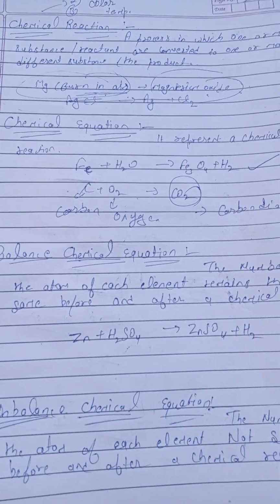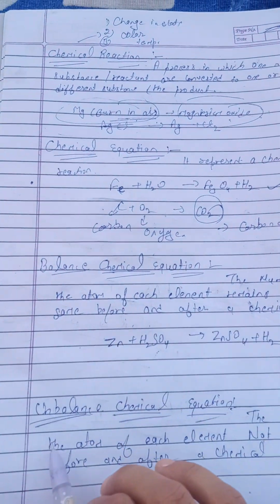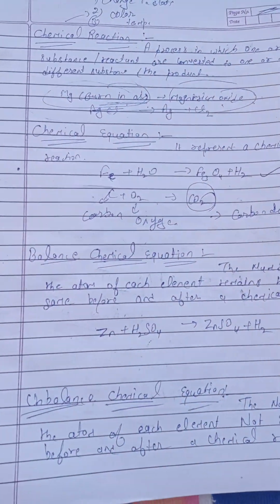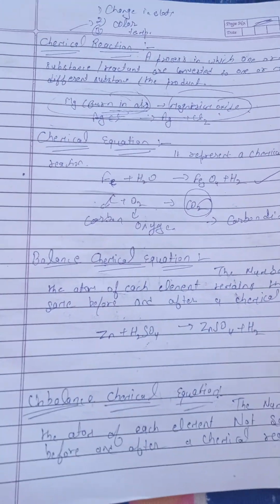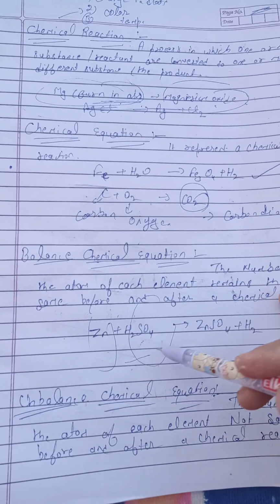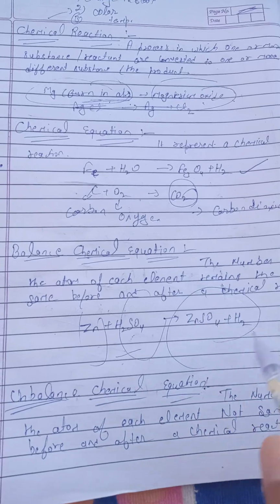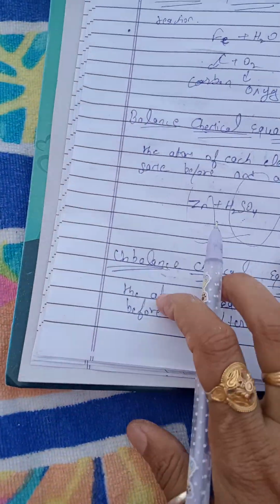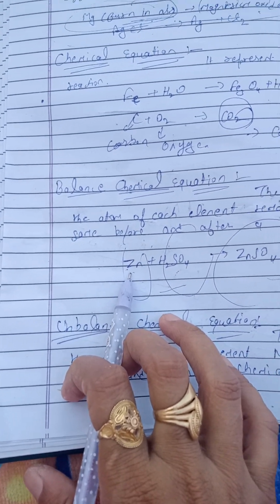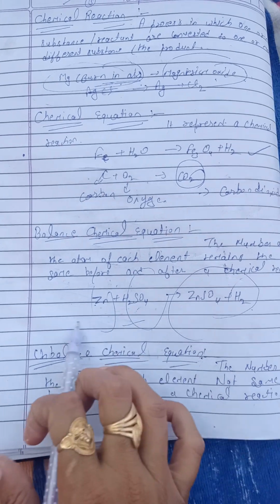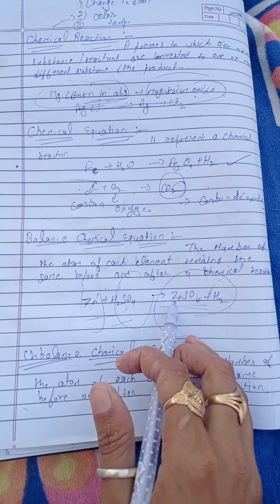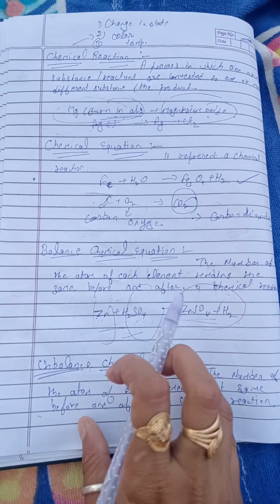Now after that we will discuss the balanced equation and the unbalanced equation. First of all we know what is the balanced equation. In the balanced chemical equation, the number of atoms of the reactant is equal to the number of atoms of the product. Just like here Zn means zinc. The number of atoms of zinc on the left hand side is 1, and on the right hand side the number of atoms of zinc is 1. So we can say that zinc is balanced in this equation.